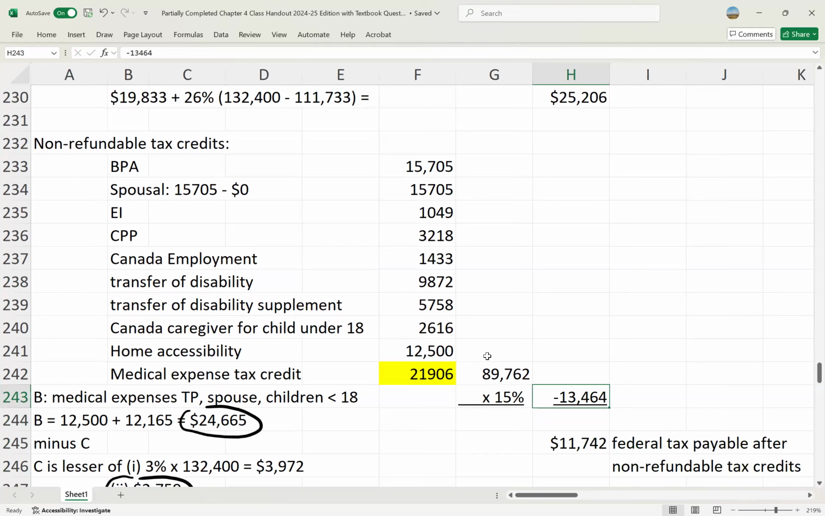11,742. So this is sort of a typical problem that you may see on the midterm, not specifically these tax credits, but given sort of an income amount, figure out the federal tax payable before tax credits, figure out all the tax credits, and then figure out the federal tax after the tax credits. So similar type of setup for perhaps one of the problems on the midterm.